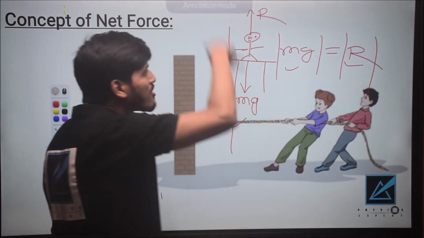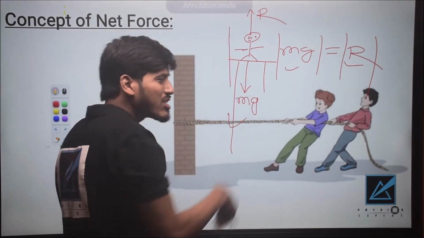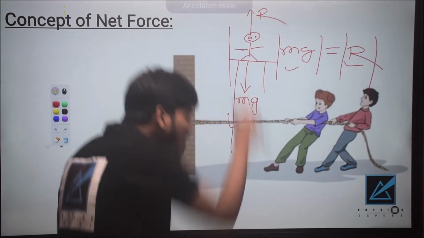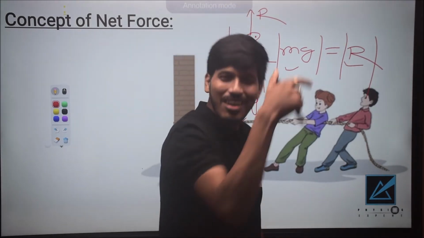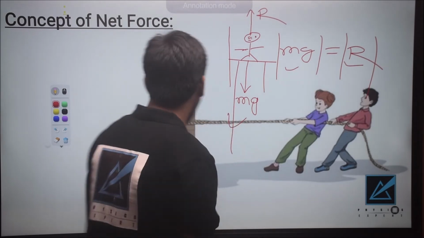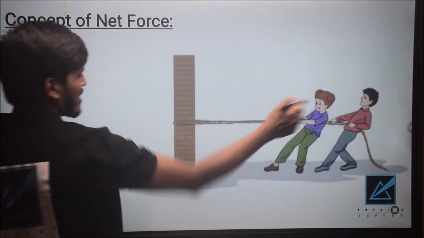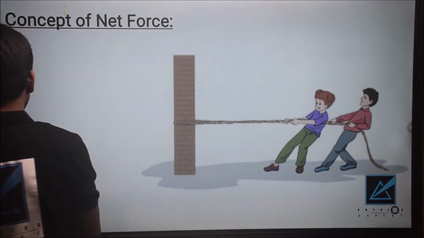Now if this chair suddenly breaks, what will happen? The normal reaction will decrease, and because the normal reaction is very small, and because of the weight, the object will go to the ground, because of the gravitational force. Now try to understand. Let us take this example. Now they are exerting force on it, right?